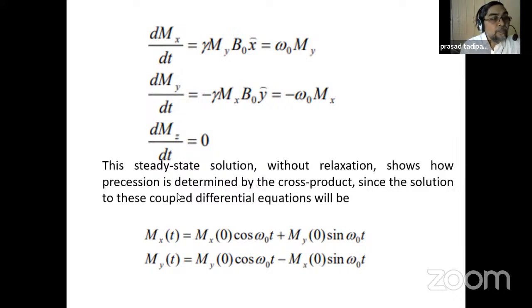So how is precession determined? It is determined by the cross product. Since these are coupled equations, you have cos omega t and sin omega t. With this, how do x and t change? There is cos omega t and sin omega t.